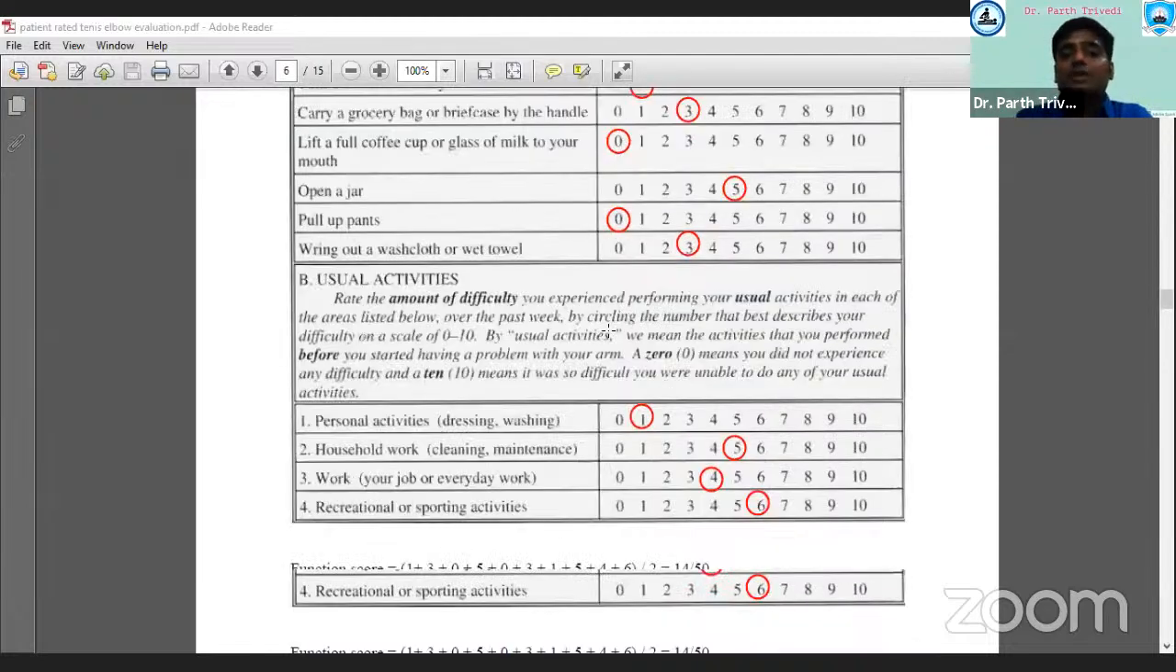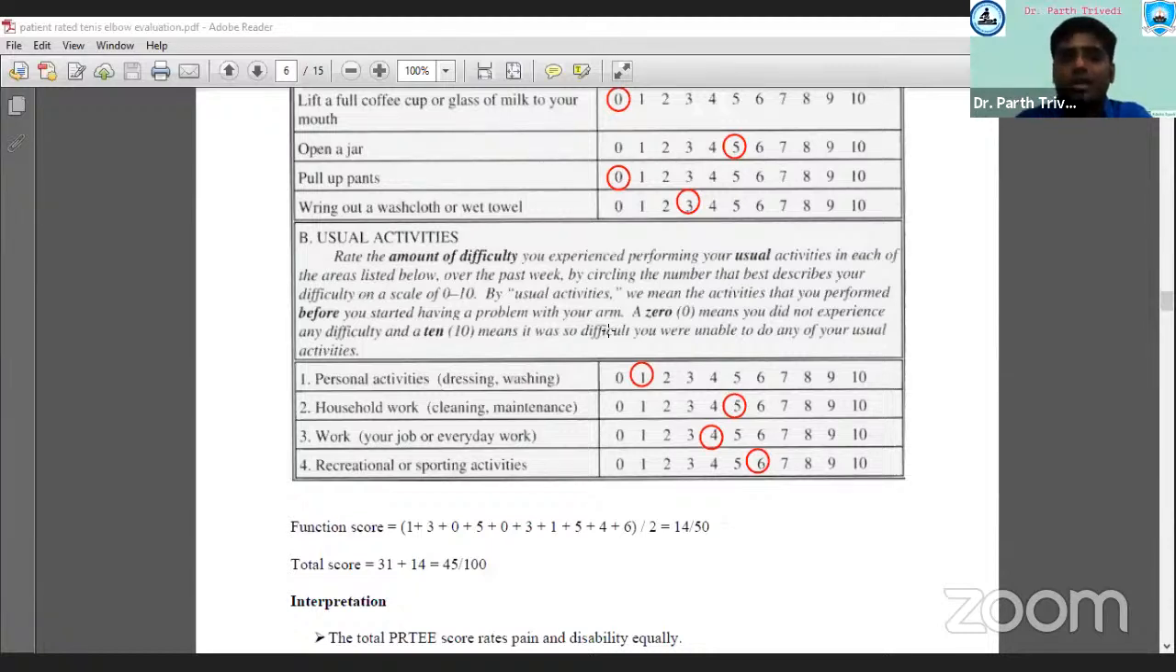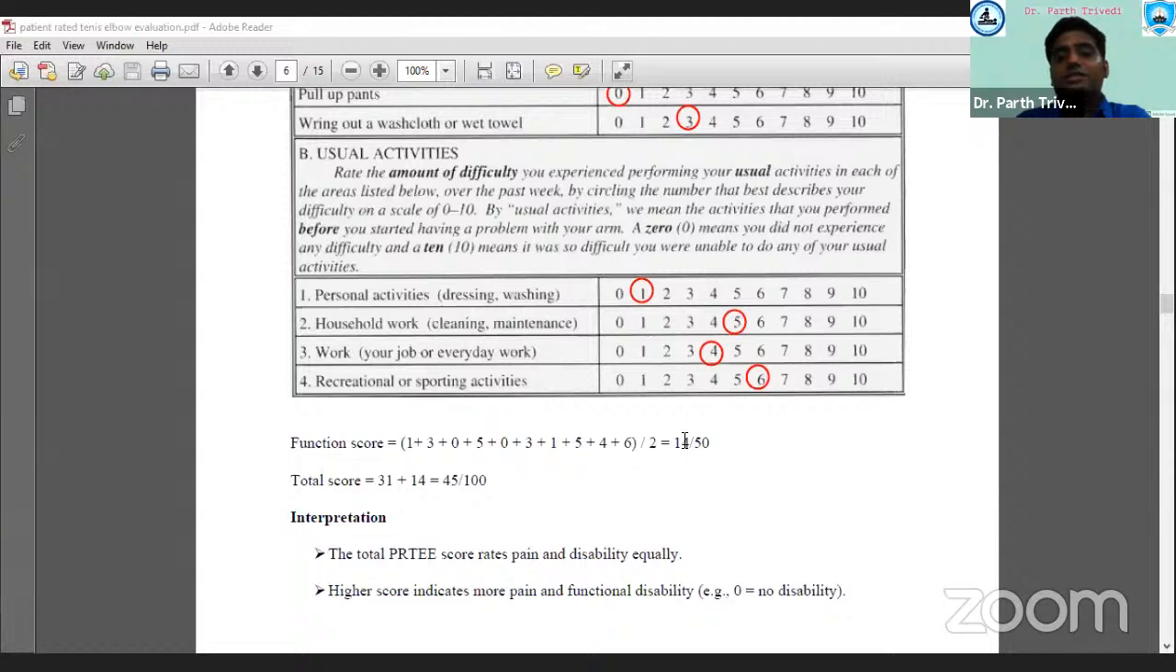Okay. And usual activities like dressing, washing, household activities, work activities. So you are supposed to rate it out of 10. So please make sure that all these readings are rated by the patient himself and not by the therapist. Okay. So ultimately, you are getting these scores done.